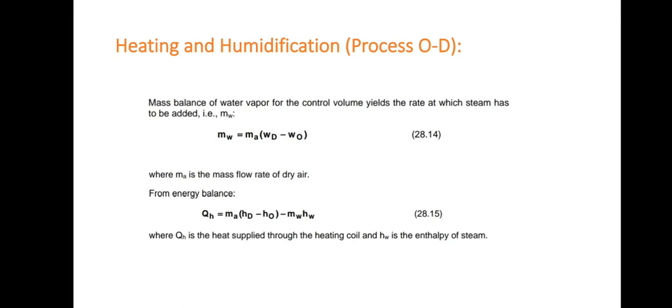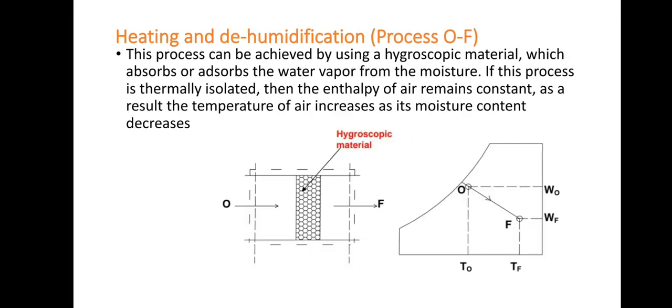Here Ma is the mass flow rate of dry air. For the energy balance, QH is equal to Ma multiplied by Hd minus Ho, minus Mw multiplied by Hw. Here QH is the heat supplied through the heating coil, and Hw is the enthalpy of the steam. Okay, so this is about the heating and humidification process.